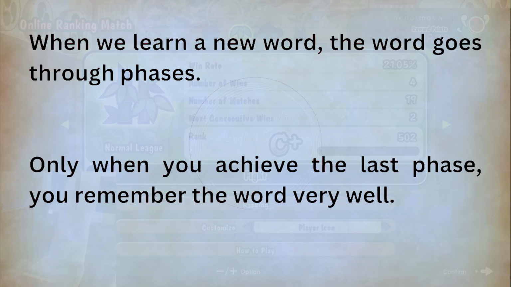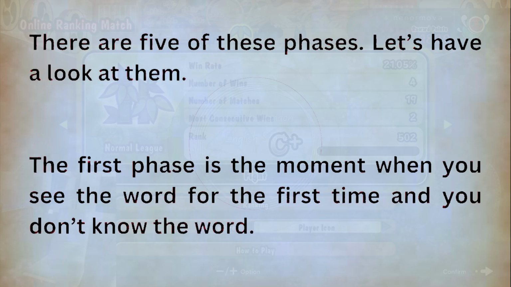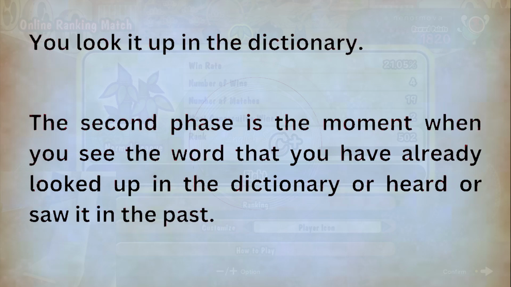When we learn a new word, the word goes through phases. Only when you achieve the last phase, you remember the word very well. There are 5 of these phases. Let's have a look at them. The first phase is the moment when you see the word for the first time and you don't know the word. You look it up in the dictionary.